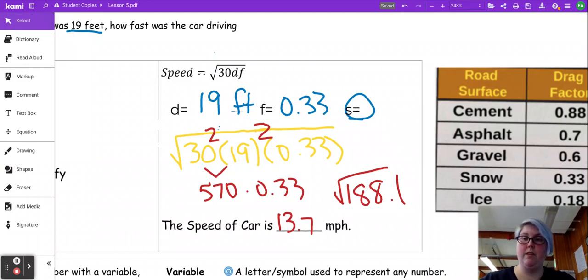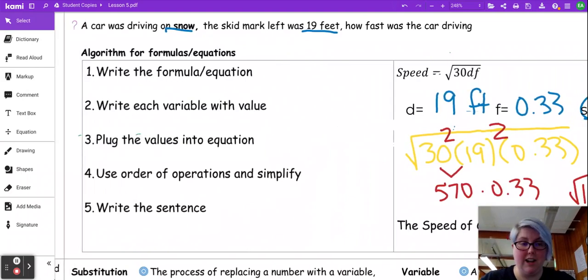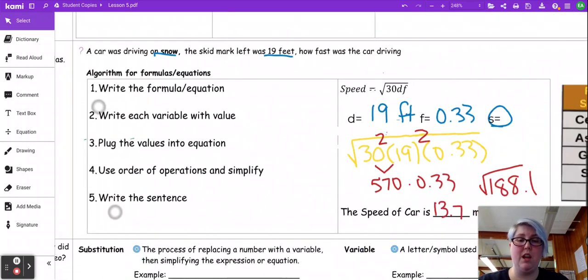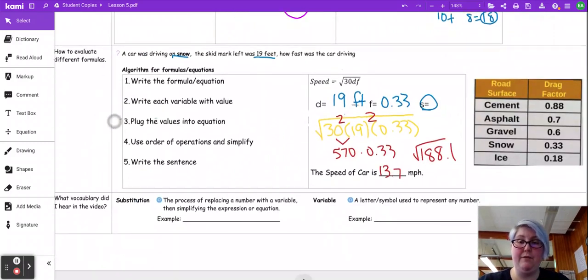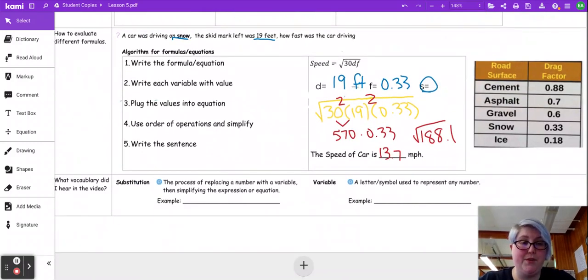To review, if you are stuck on how to do substitution, right here is exactly what we did. We plugged the values in, we used order of operations to simplify, and we wrote a sentence for the answer. All that's left, folks, is to fill in your examples for the vocabulary.